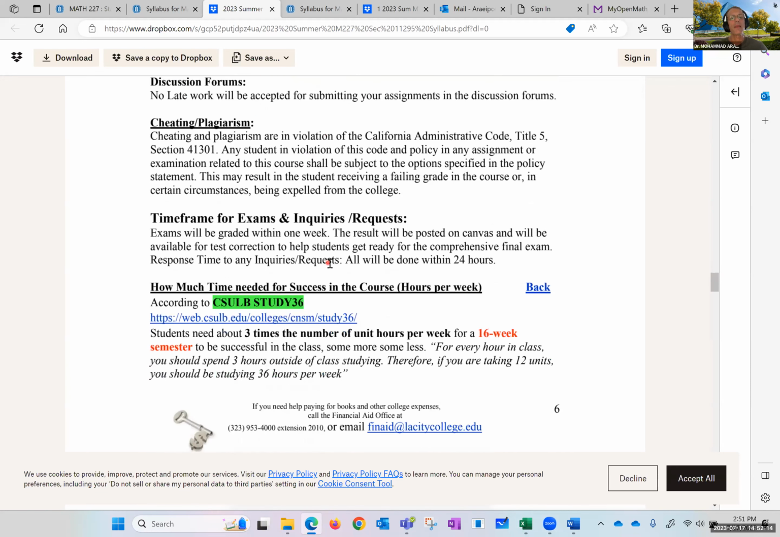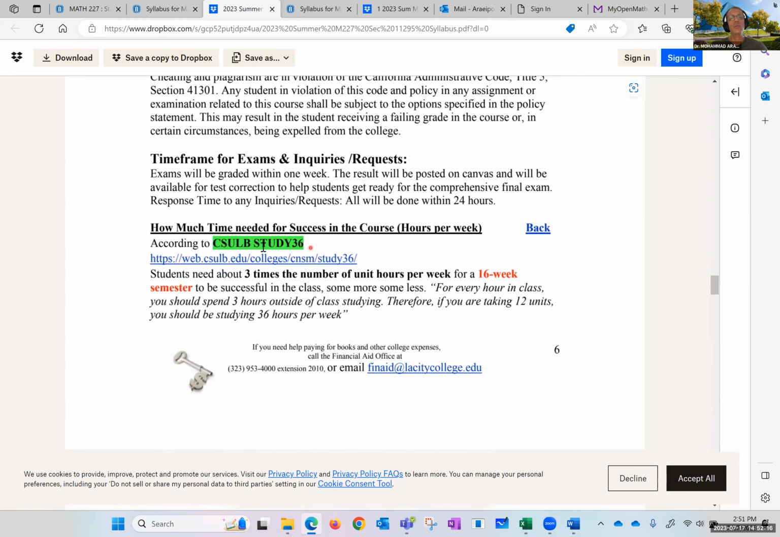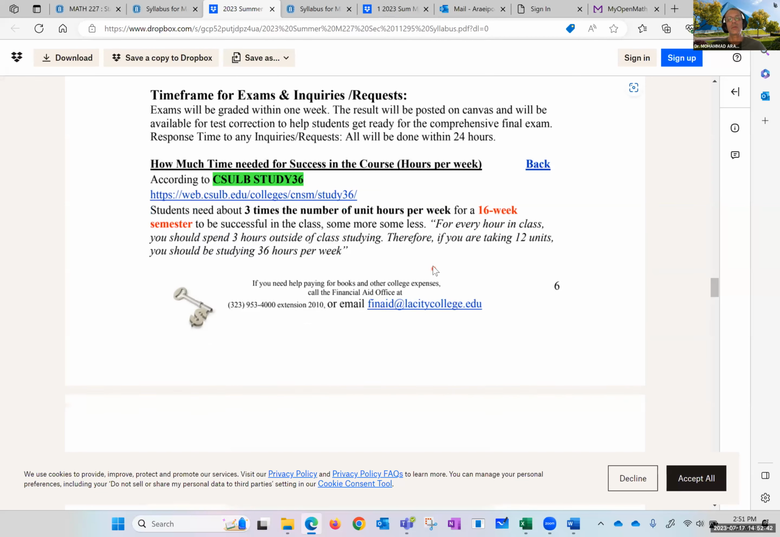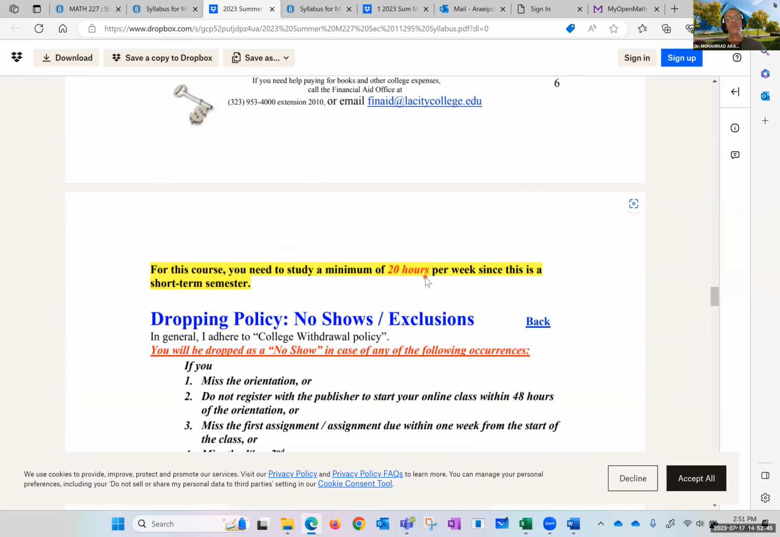This concept of the CSULB 3-6 rule is extremely important to me because what it says, and you can check the website, is you need 3 times the number of units per week to be successful in a course. In other words, if it's a 5-unit course, you need 15 hours. If it's a 4-unit course, you need 12 hours a week. This is for a regular semester, which is a 16-week semester. But for a fast pace such as this one, you need a minimum of 20 hours, okay, just to be on the safe side.